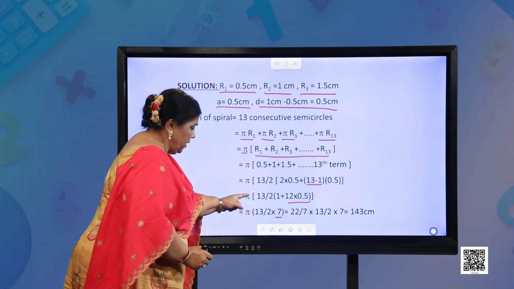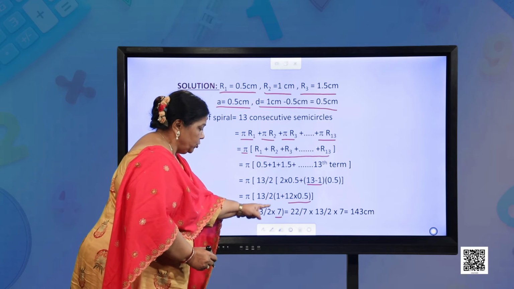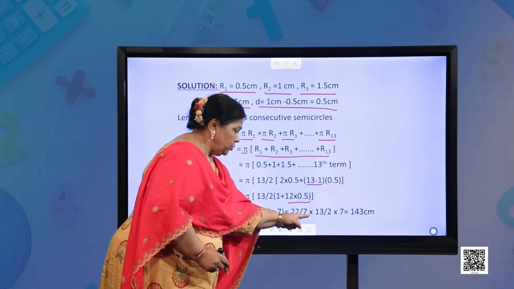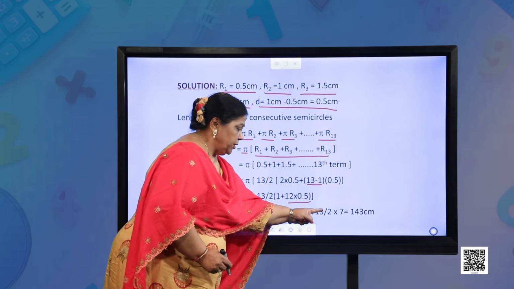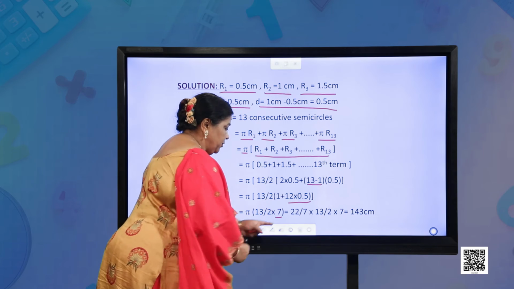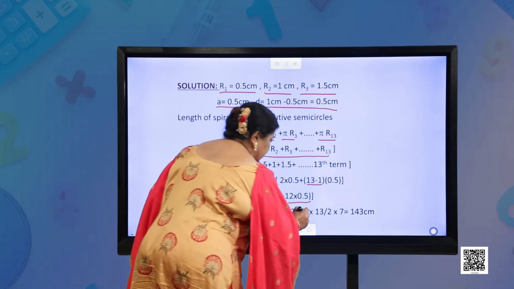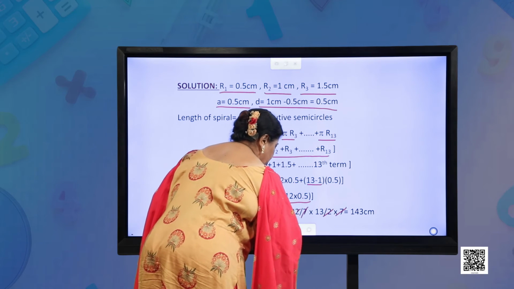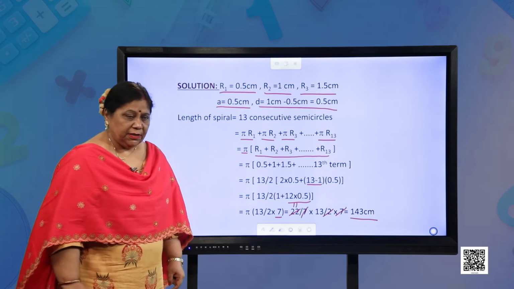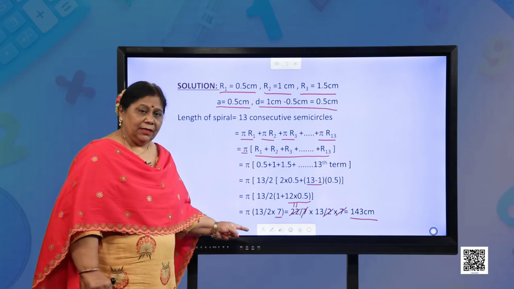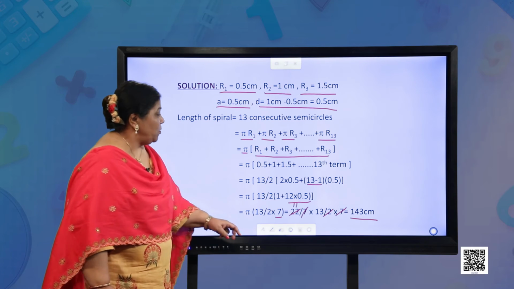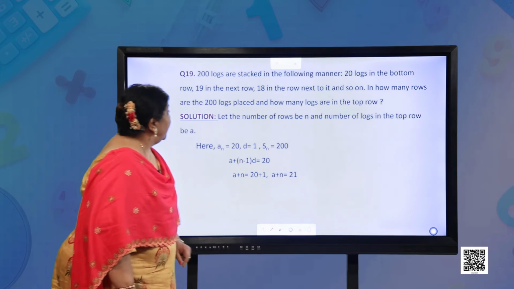So, pi is common, 13 upon 2 into 7 is equal to 22 by 7 into 13 upon 2 into 7. You find that 2 gets cancelled with 22, it is 11, and 7 with 7. So, you have 11 into 13 as 143 centimeters. This is the length of the spiral. It was interesting? Yes? Come on, let us go to the next question now.